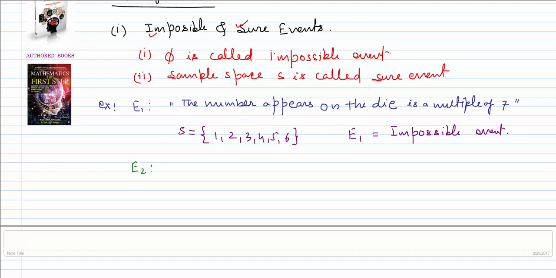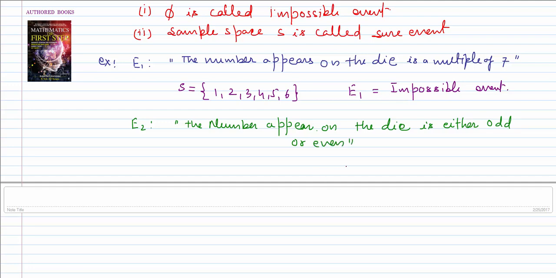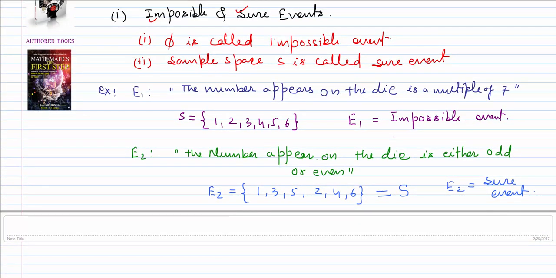Let's say we have another event E2, that is the number appearing on the die is either odd or even. Now what do you think? You will see E2 will contain 1, 3, 5 odd or even 2, 4, 6. So you can see this is becoming the sample space. Hence E2 is a sure event. I hope you all understand what is a sure event and what is an impossible event.